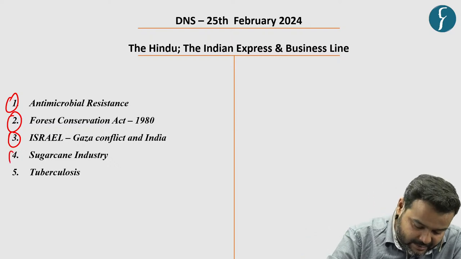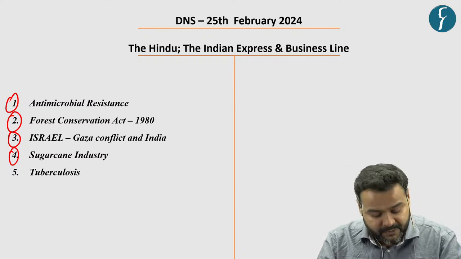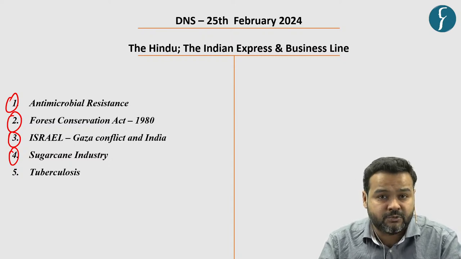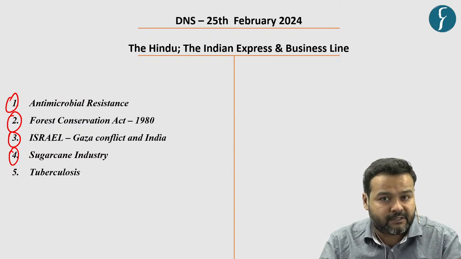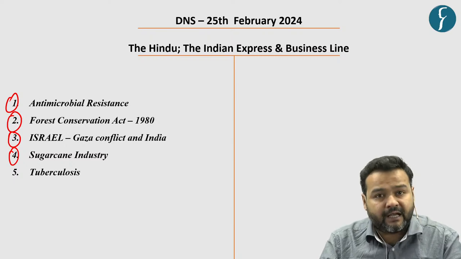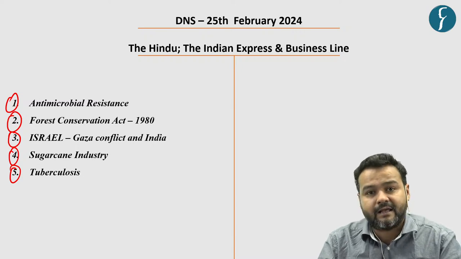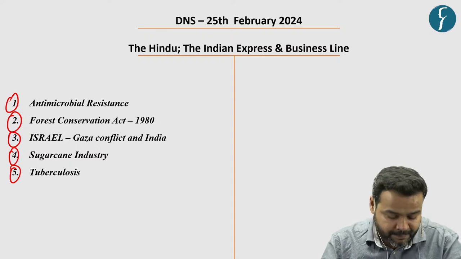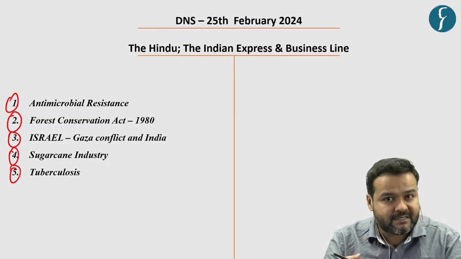And next, we have taken up an article based on the sugarcane industry. This article talks about the trends in sugarcane production and associated issues. So, important from the perspective of economy, GS paper 3. Fifth and the last topic of today's discussion is based on tuberculosis, because again, data came out which sheds light upon the reach of an important government program. So, we have compiled the details related to tuberculosis altogether.